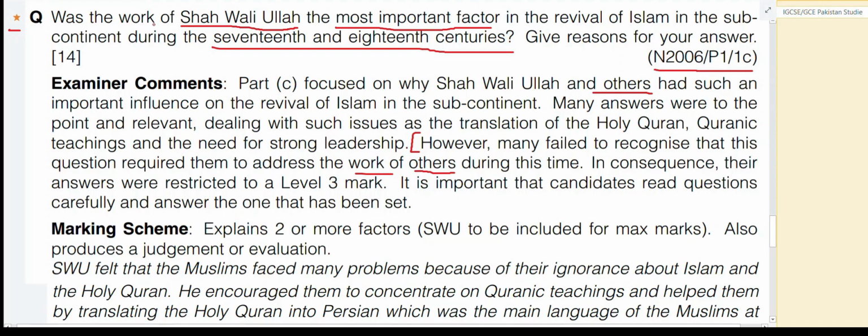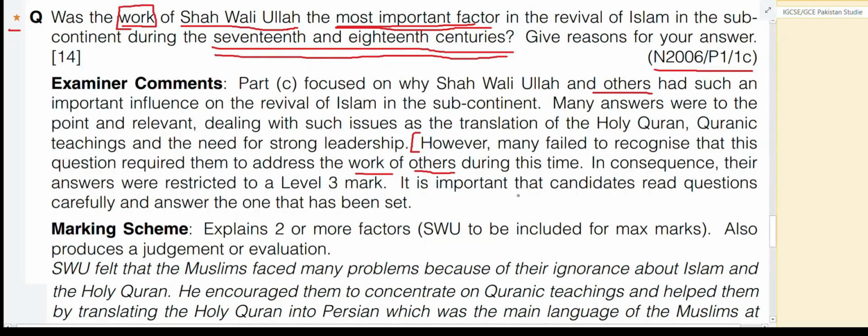Was the work? This question deals with work, right? Was the work, the contribution of Shah Waliullah, the most important factor? Now, which part tells us that other reformers are also important? Which keyword? Remember, the keyword is the most important factor and 17th and 18th centuries. These two keywords tell us that we have to write on other reformers as well, and then compare whether the work and the contribution of Shah Waliullah was the most important, right?